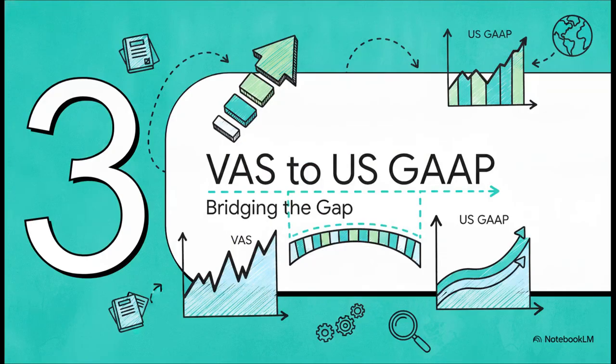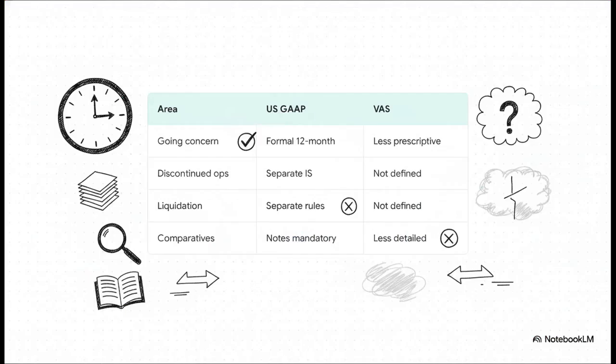Okay, moving right along, let's look at the VAS to US GAAP conversion and see what this actually means for teams trying to bridge that accounting gap. If you're working with clients preparing financials under Vietnamese accounting standards, or Circular 200, you have to be incredibly careful here. The differences are massive. Under US GAAP, going concern requires a formal 12-month assessment with mandated disclosure language, while VAS is way less prescriptive.